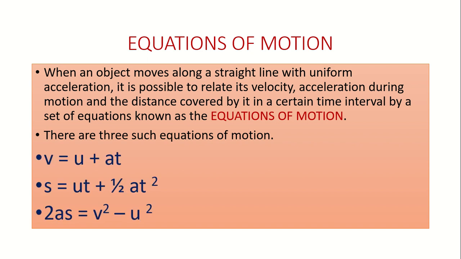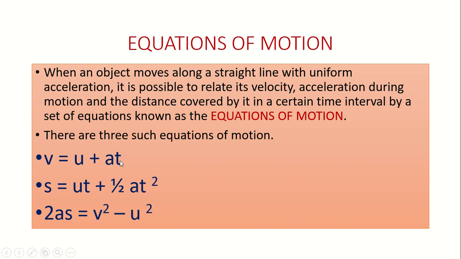First one is v equals u plus at. Second is s equals ut plus half at square. Third one is 2as equals v square minus u square. Students, I hope you must have noticed that in each equation there are four different symbols. Like in the first equation, final velocity v, then initial velocity, then acceleration, and then time.